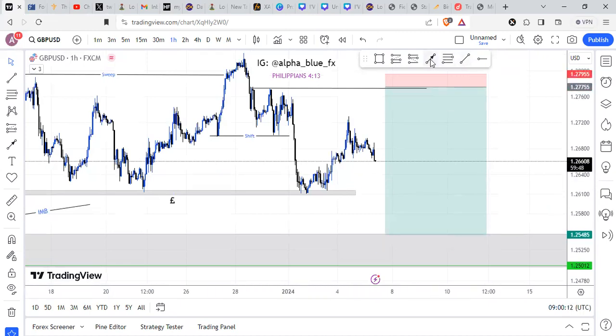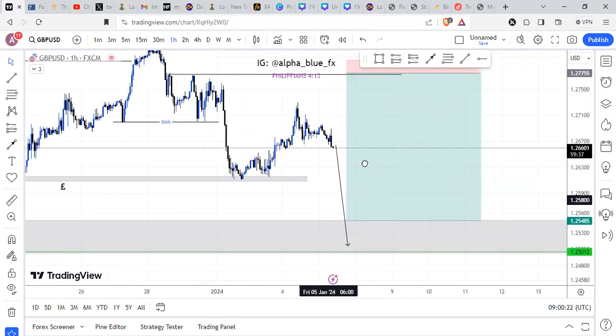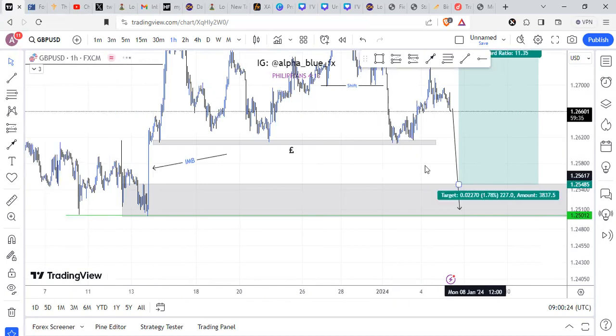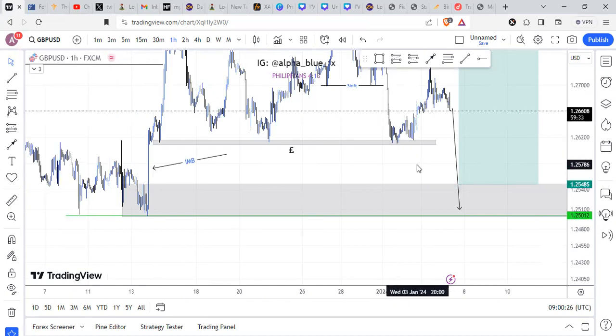sell in GBP USD like this. You see a very massive sell candle. That is when you want to trade. So when you see a massive sell candle like this, don't rush in. Just chill. Wait for the market to retrace.